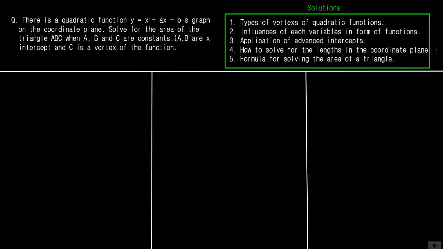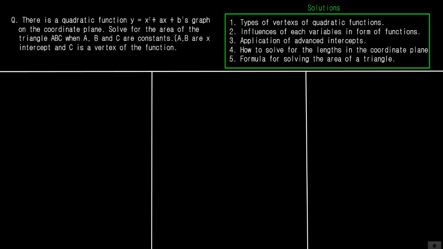There is a quadratic function y is equal to x squared plus ax plus b graphed on the coordinate plane. Solve for the area of the triangle ABC, where a, b, and c are constants. A and B are the x-intercepts, and C is the vertex of the function.